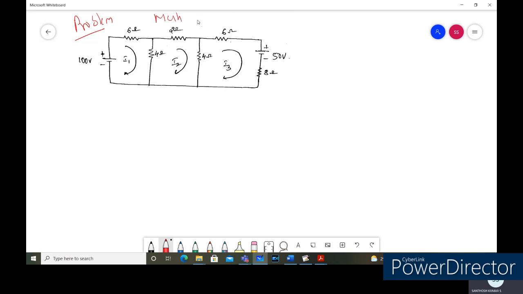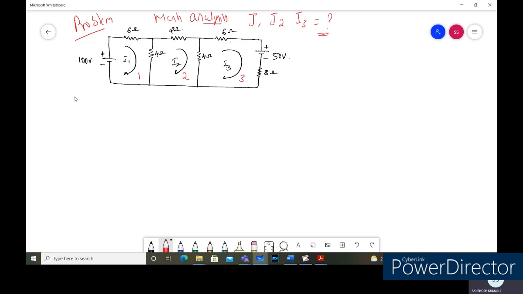So by using the mesh analysis, we need to find out the current I1, I2, and I3. Let us find out that one. So what we'll do is, this is the mesh current, mesh 1 and the mesh 2 and the mesh 3. So we'll apply the KVL for the mesh 1, mesh 2 and the mesh 3, and we'll simplify this one and we'll get the values for the currents I1, I2 and I3. Let us find the values now.